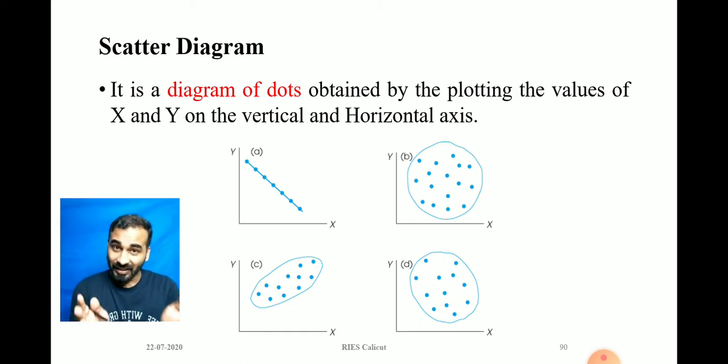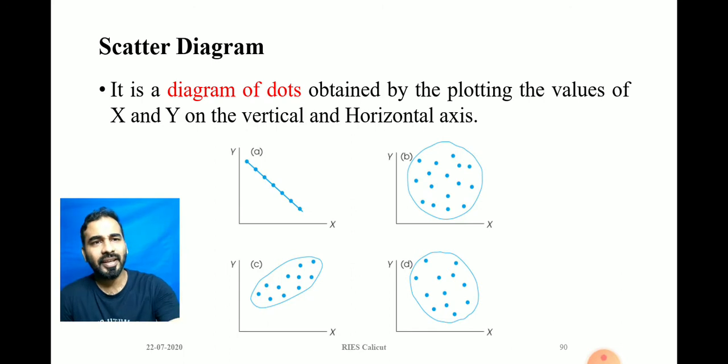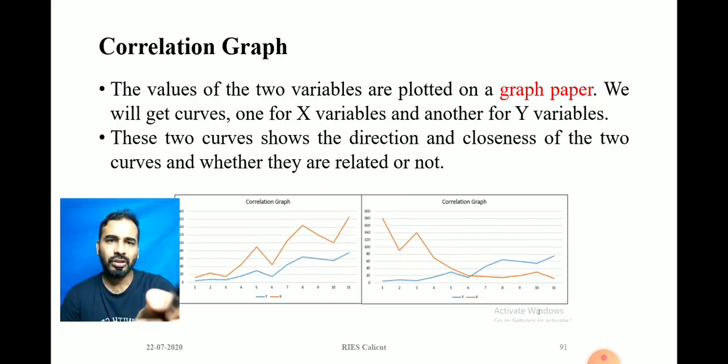So in the first case, we can say that there is a perfect negative correlation. In the case of B, the correlation is very low or zero. In the case of C, the correlation is positive, but it is not perfect, not equal to 1, less than 1. In the case of D, there is a very low negative correlation. Then coming to the correlation graph.